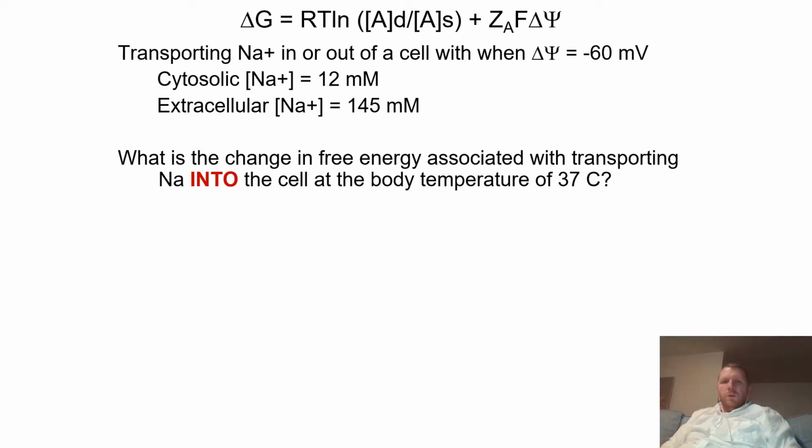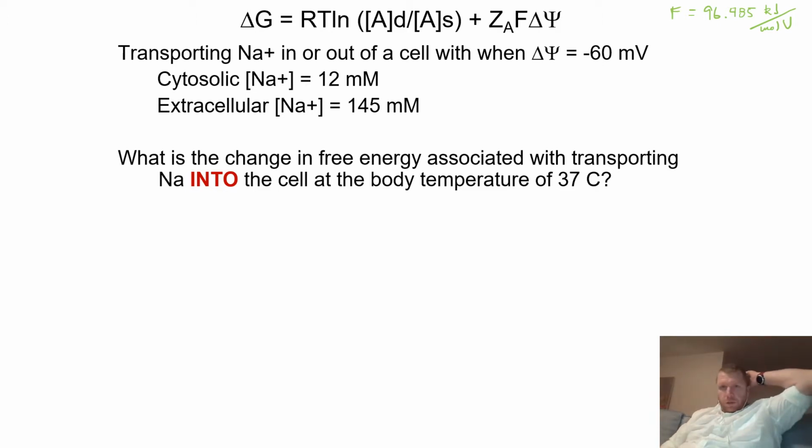So here's our equation. Delta G equals RT ln concentration in the destination divided by concentration in the source plus Z sub A F delta psi. Okay, so one number that I want to write out here is Faraday's constant, which is 96.485 kilojoules per mole volt, or per volt mole, doesn't really matter, because both of those units are going to be in my denominator.